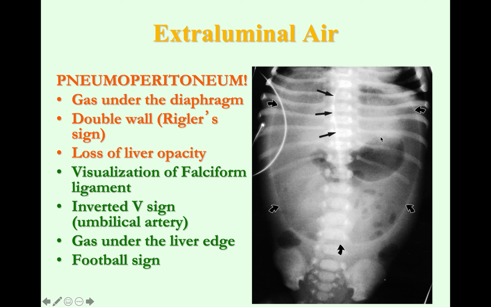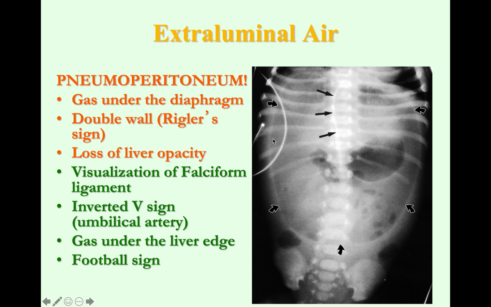One of the three major features commonly seen in pneumoperitoneum is the double wall sign, where you can actually see air, and the wall is being sandwiched by air intraluminally and also air extraluminally. So that is what we call Rigler's sign.